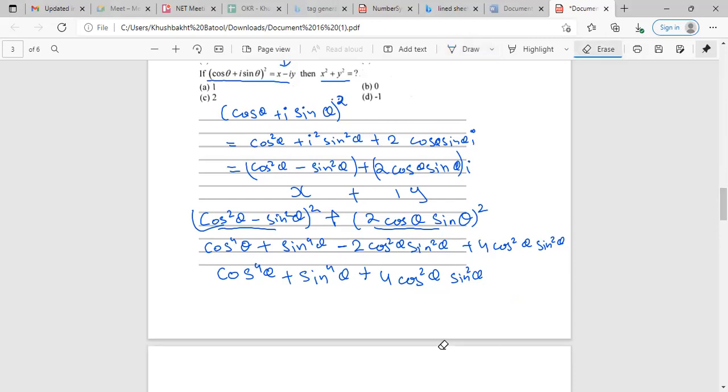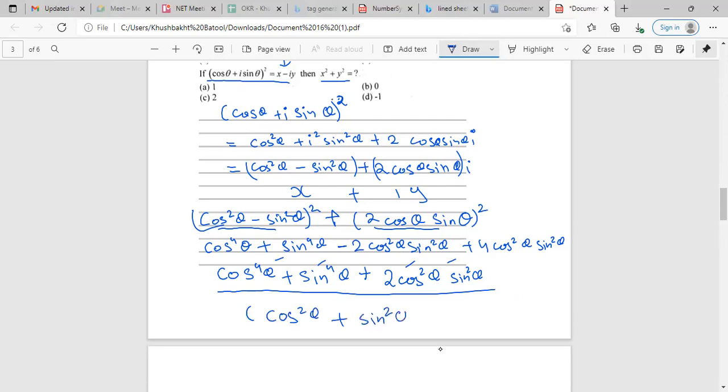So this is going to be 2. Now if I look at it carefully, this is basically a plus b whole square, where I get a square plus b square plus 2ab. So this means that I have a as cos square theta and b as sine square theta, and I need to square it up. That would basically be 1 square. That is 1. So the answer is A.